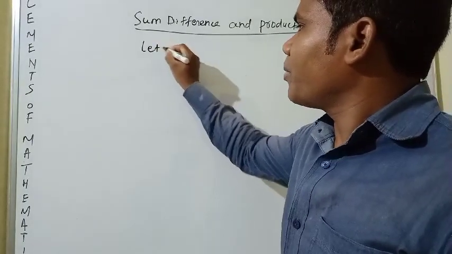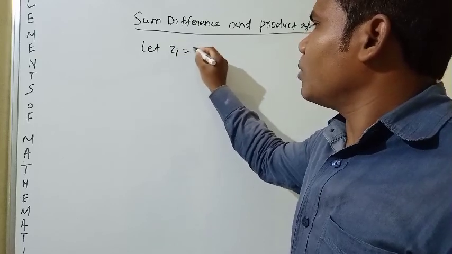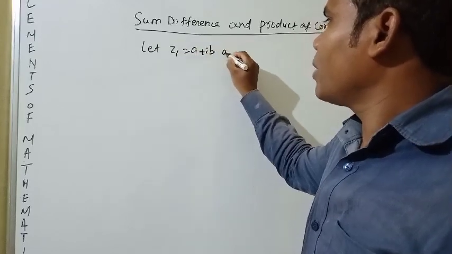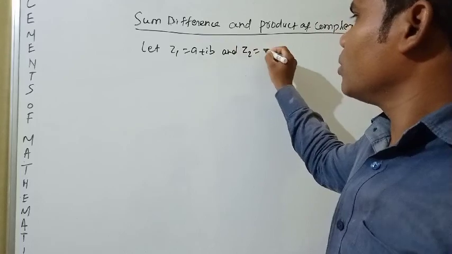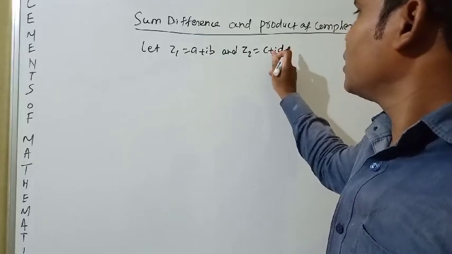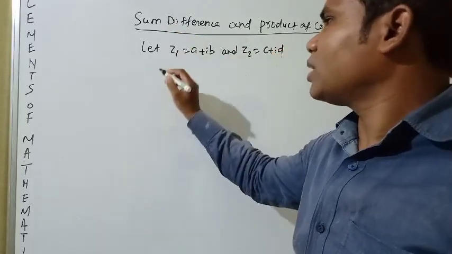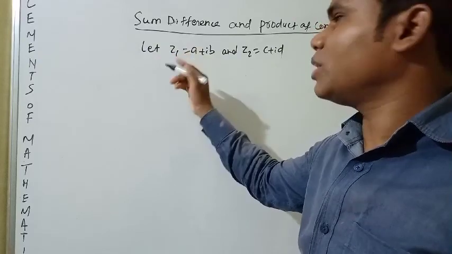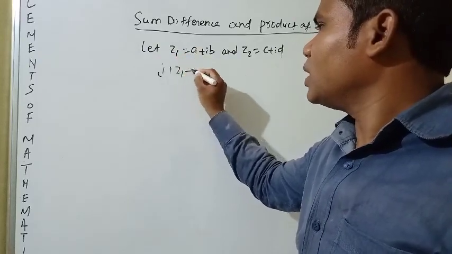Let Z1 is equal to A plus IB and Z2 is equal to C plus ID. At first you see sum. Sum means to add Z1 plus Z2. That is, you say Z1 plus Z2.